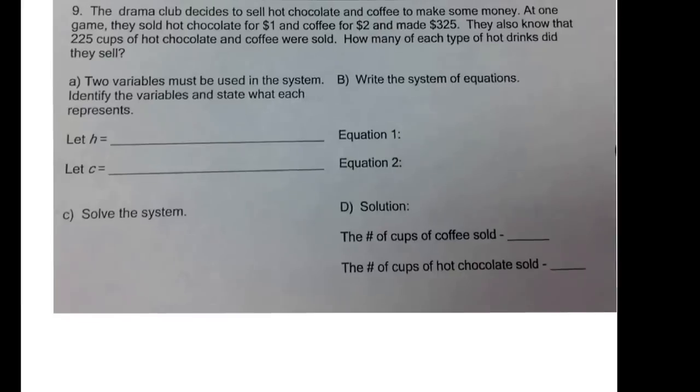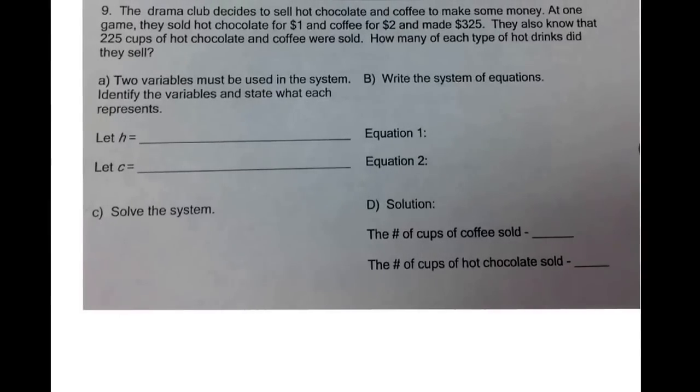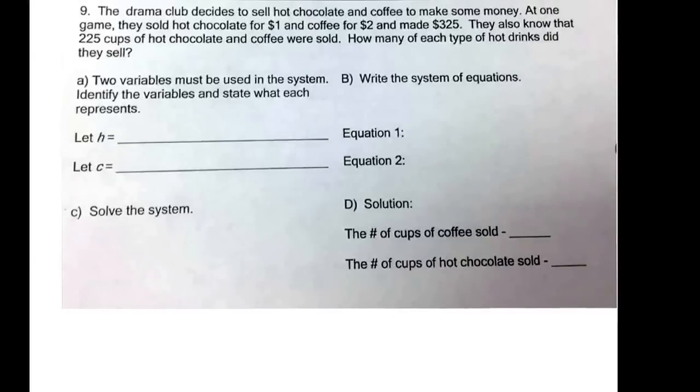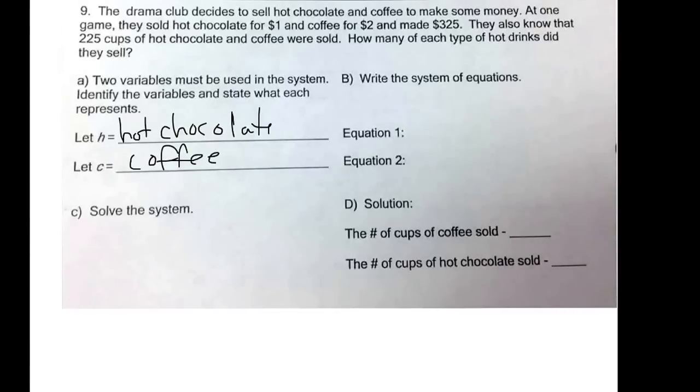I'm going to help you get the majority of this set up, and then I'll leave it for the rest of you to solve. So we have H is going to be hot chocolate, and Y is going to be coffee. And here's the problem. It says the drama club decides to sell hot chocolate and coffee at the game to make money. At one game they sell $1 for hot chocolate and $2 for coffee, and they equaled $3.25. They also know that that day they sold a total of 225, so that's a good total statement right there. How many of each were sold?